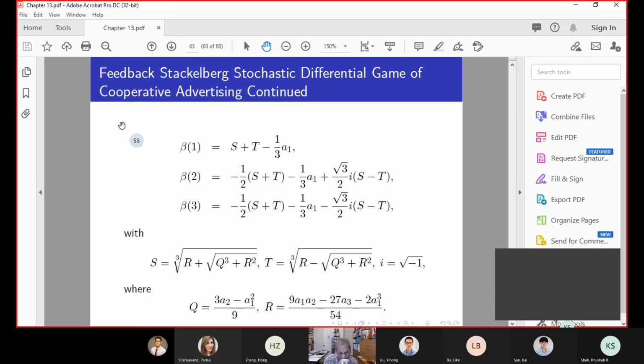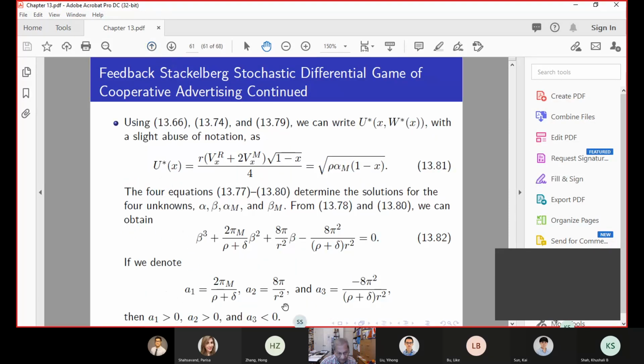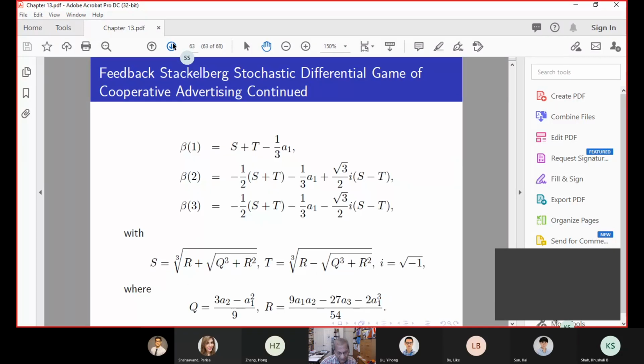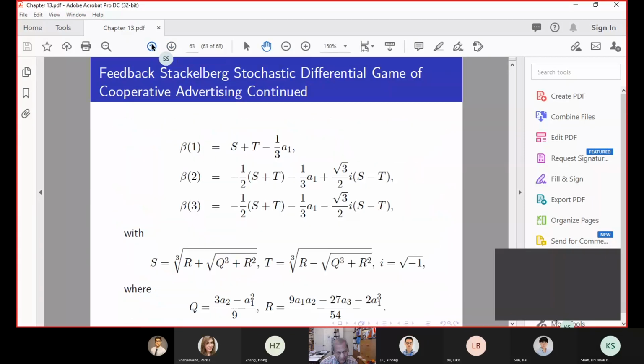So these are the three roots. There's a cubic equation written this way, and if you write the three solutions this way, you can see Q and R are given by this. Let me see, there's something missing here. What is missing here is the cubic equation written. Did we write this in a book?